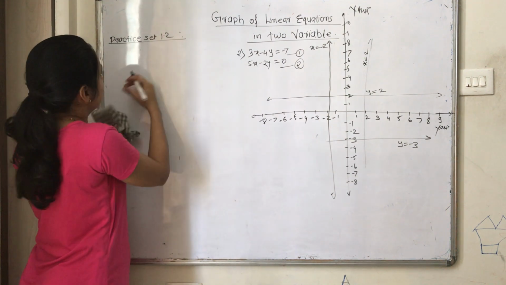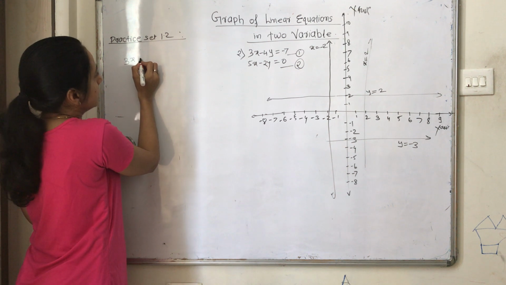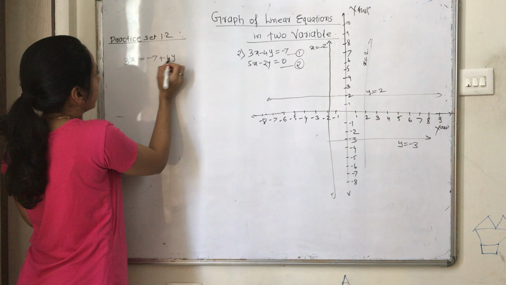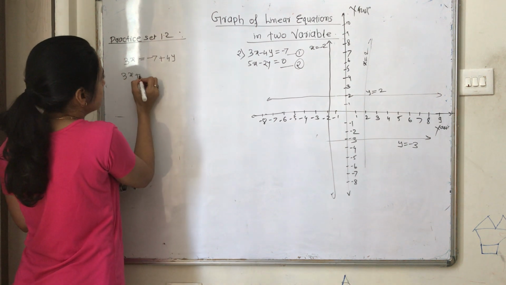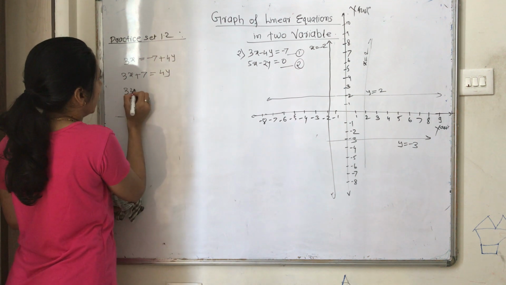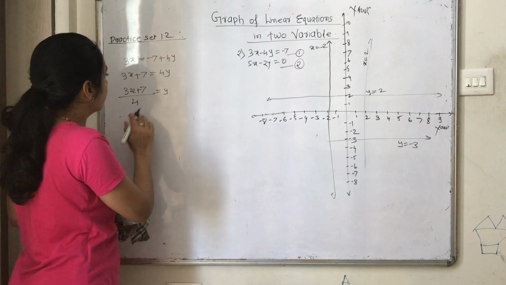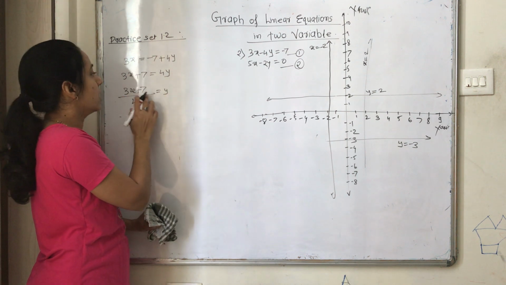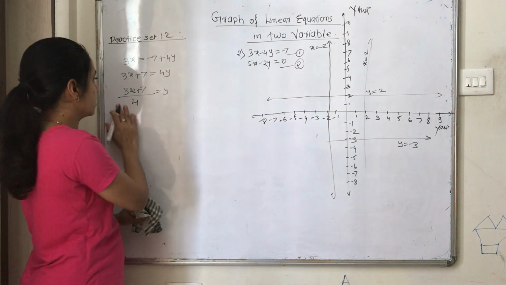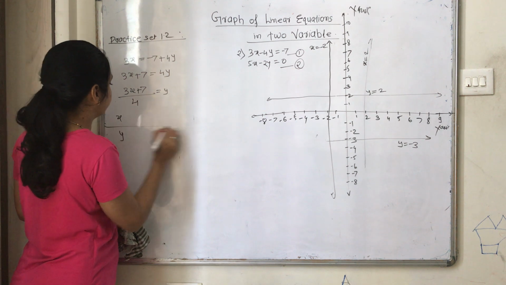Okay, so 3x is equal to minus 7 plus 4y, or I can write 3x plus 7 is equal to 4y. Then (3x plus 7) divided by 4 is equal to y. So I have to put the corresponding value of x to get the value of y, and then I will get the ordered pair. Okay, so I will make a table of x and y.